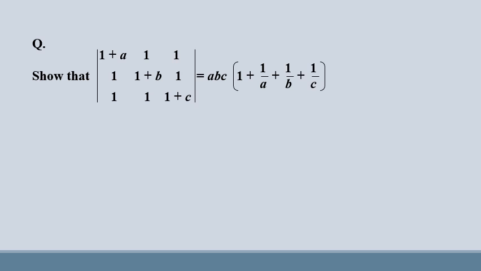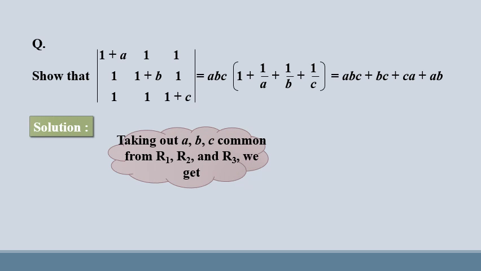Next question. Show that the determinant with rows 1 plus a, 1, 1; 1, 1 plus b, 1; 1, 1, 1 plus c is equal to abc into 1 plus 1 by a plus 1 by b plus 1 by c, which is equal to abc plus bc plus ca plus ab. So solution, consider the LHS. So we need to rearrange the terms in the LHS.